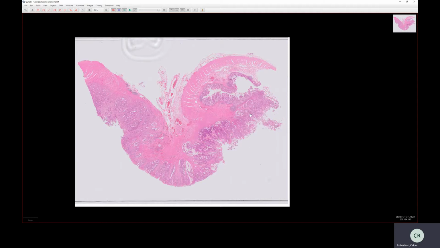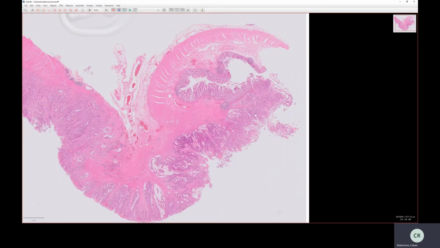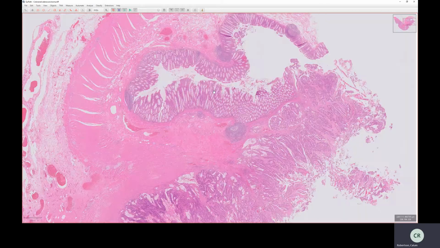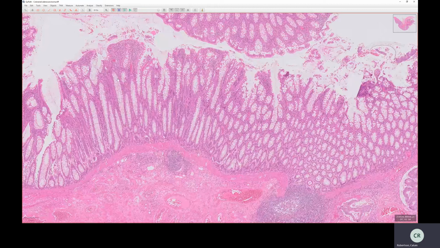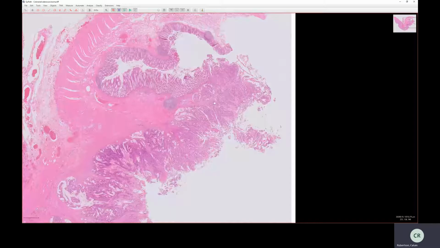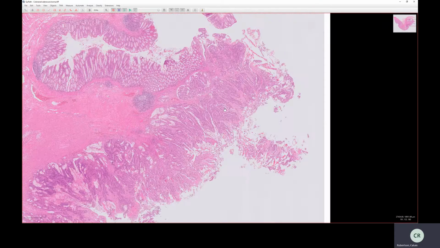So first of all, at low power, we assess the architecture, and here you can see the architecture is vastly different within this section than it is within the normal. If we remind ourselves, normal colon is this glandular structure, this test tubes in a rack appearance, which is very regular, and that's what the normal colon looks like if you remember from the previous video. Here we've lost that completely. So there's no test tubes in a rack, no orderly architecture.